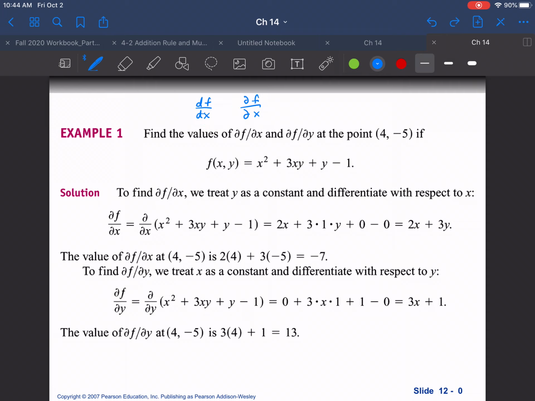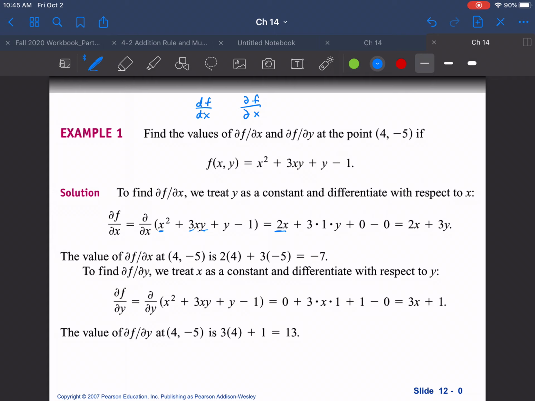All right, and so here we have this partial derivative of f with respect to x, and we're going to do that, and then we're also going to do the partial derivative with respect to y at the point 4, -5, and we're given this function x squared plus 3xy plus y minus 1. So to find the partial derivative of x, you essentially are just going to take the derivative but treat y as a constant. And so instead of doing the implicit differentiation, you're just going to do this. You go through, you take x squared, it becomes 2x. You take 3xy and you treat y just like you would the 3, as though it was a constant, and you just take the derivative.